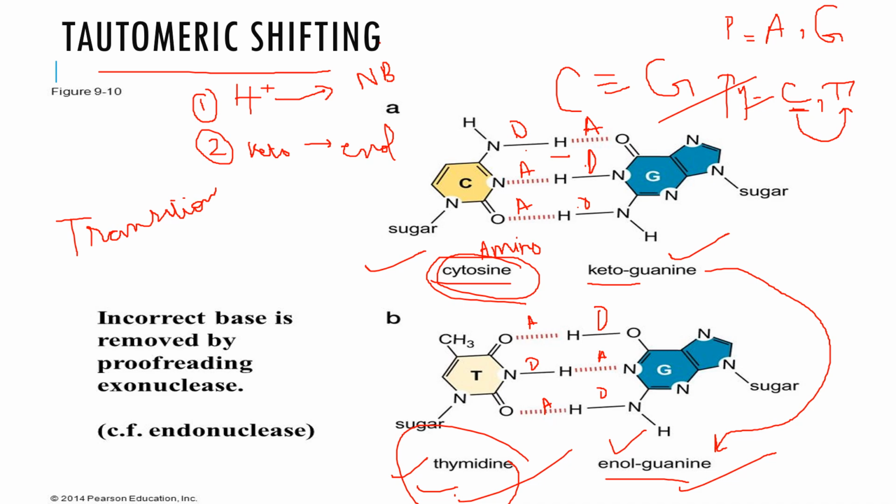Okay, we studied what transition is. In case of transition, one pyrimidine is converted into another pyrimidine, and a purine is converted into another purine. As you can see here, the first cytosine was present and the cytosine was replaced by thymidine, so it's the transition.